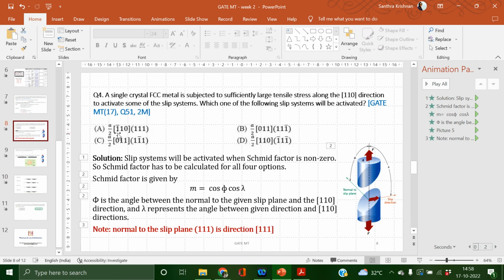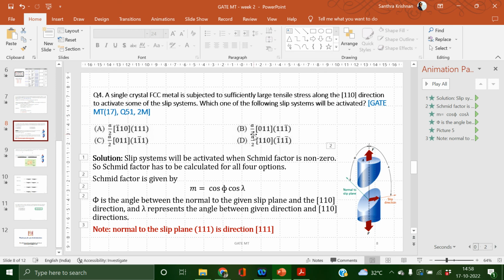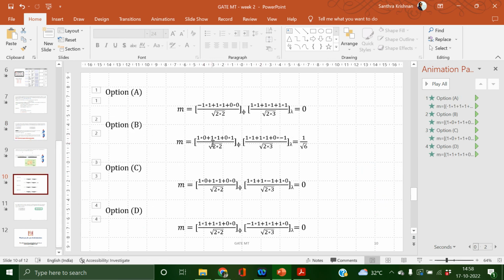So on that note, if you substitute for option A, your first option was 1 bar 10 and 111. So 1 bar 10 and 111 will go like this. 1 bar is minus 1. We are substituting 1 bar 10 and 111. Likewise we have to substitute for option B, 011 and 1 bar 11, that is the case.